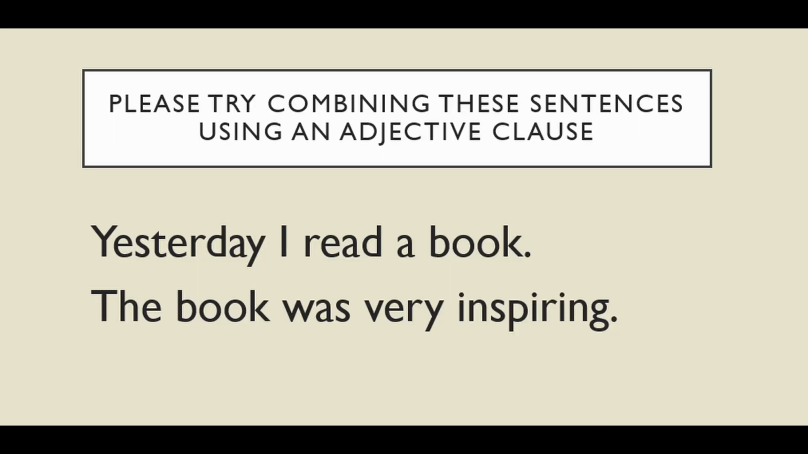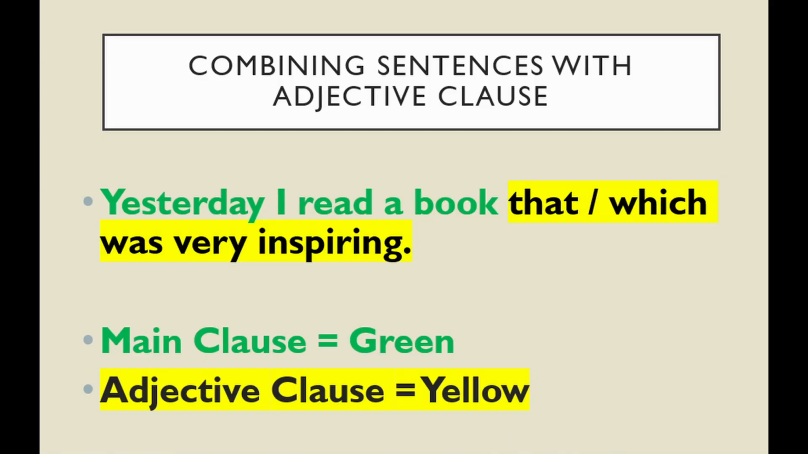Well, first you need to decide what is the main clause, that is, what is the main idea, and then second, what is the adjective clause? What is the descriptive clause? What is giving you more information about the book, okay? So "Yesterday I read a book," that's the main idea, so let's call that the main clause. "The book was very inspiring." That's descriptive. I'm telling you more about the book, so that would be your adjective clause. Okay, so we combine these two sentences: "Yesterday I read a book that was very inspiring," okay? The main clause is "yesterday I read a book." "That was very inspiring" is the adjective clause because I'm describing the book.